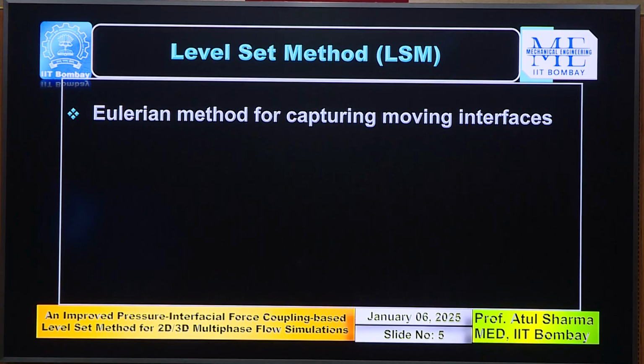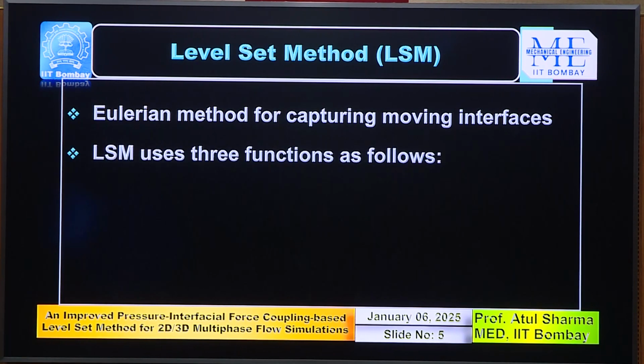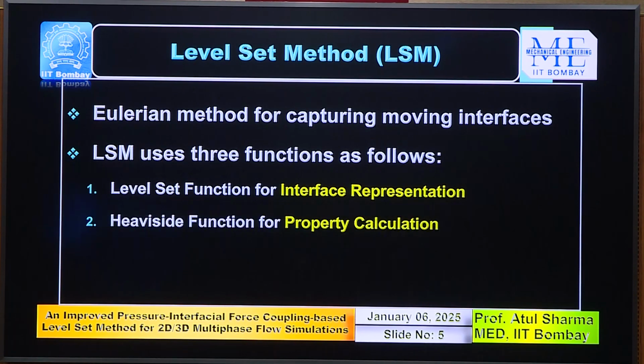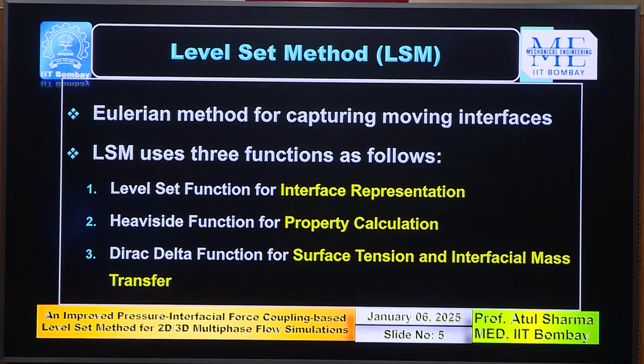Now, out of these three methods, level set method is an Eulerian method for capturing moving interfaces. It uses three functions. Level set function for interface representation. I'll show you in the next slide how we represent the interface. Heaviside function for thermophysical property calculation, and Dirac delta function for surface tension and interfacial mass transfer.